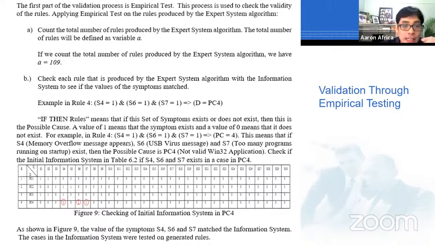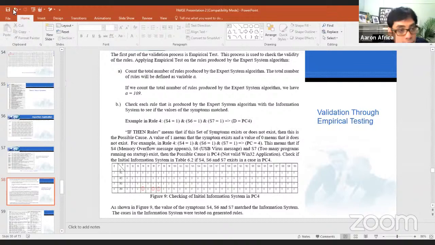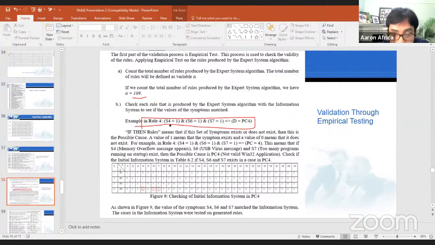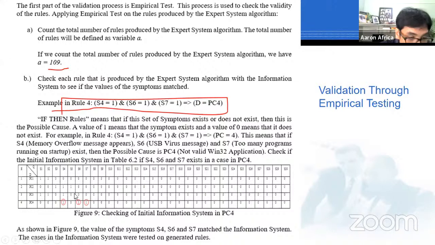First, we count the total number of rules produced by the expert system algorithm. In this case, it's 109. Then we check if the rules produced by the expert system algorithm agree with the information system. For example, we check rule number 4. In rule number 4, if S4 equals 1, S6 equals 1, and S7 equals 1, then the problem is PC4. As you can see for PC4, S4 equals 1, S6 equals 1, and S7 equals 1. Therefore, we can do this validation. We just apply it to each of the rules produced.